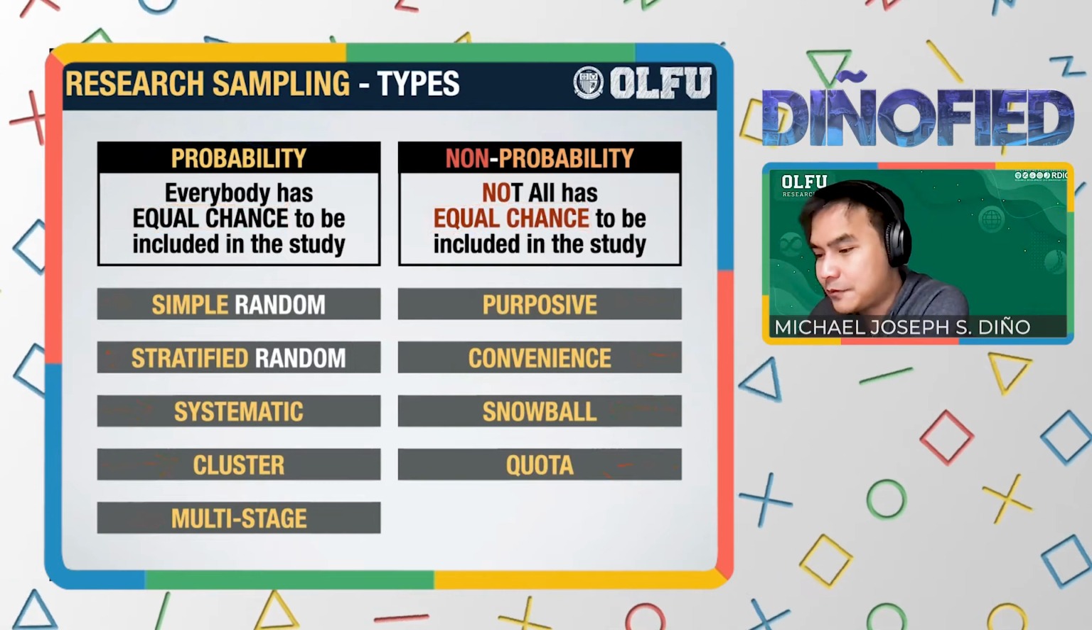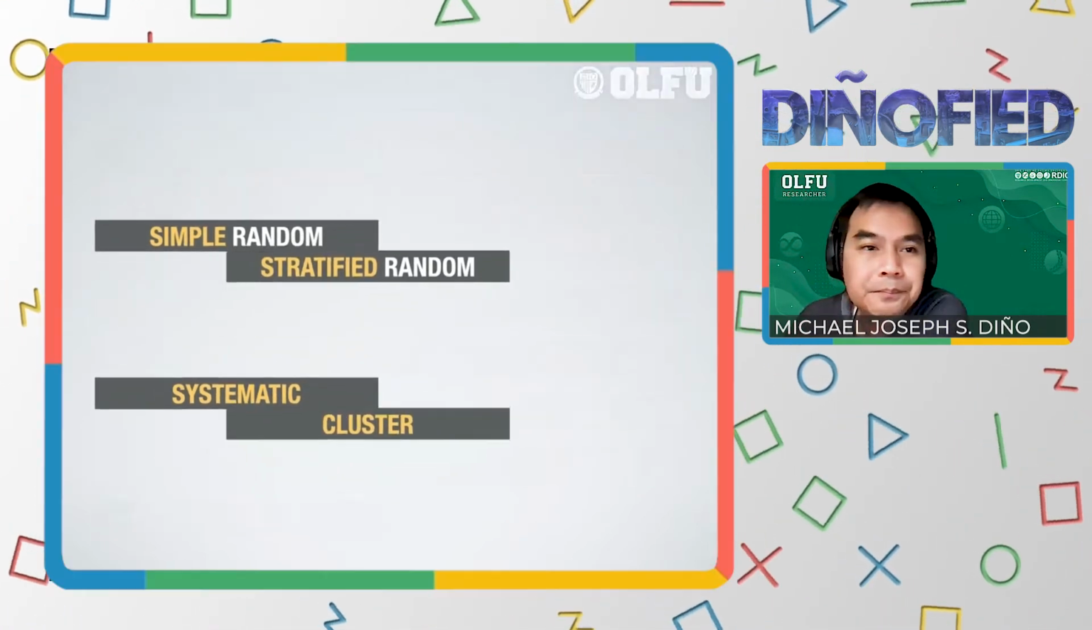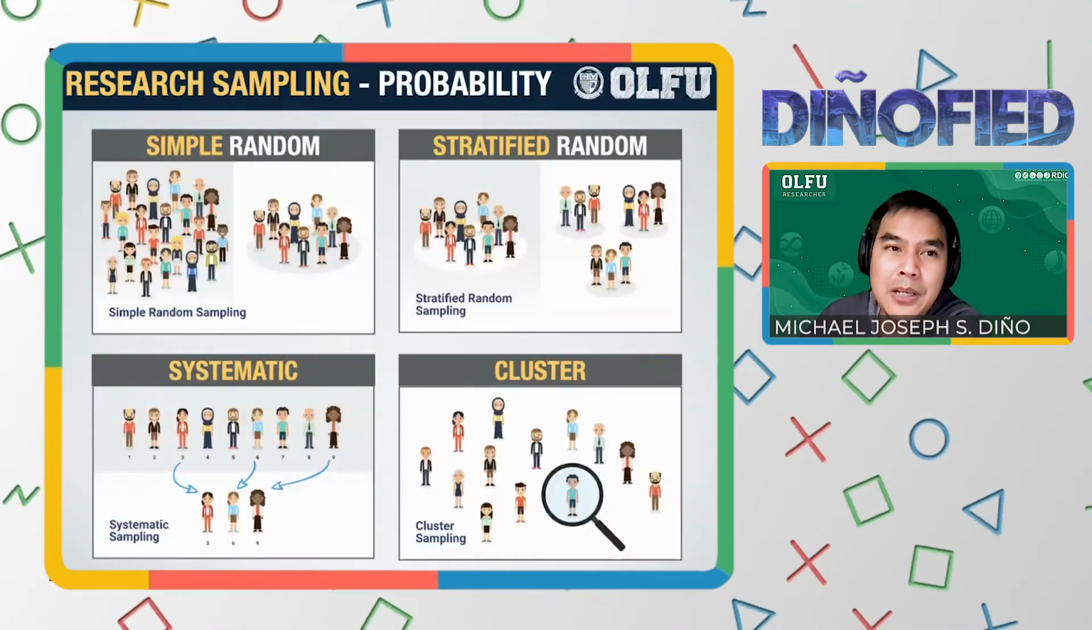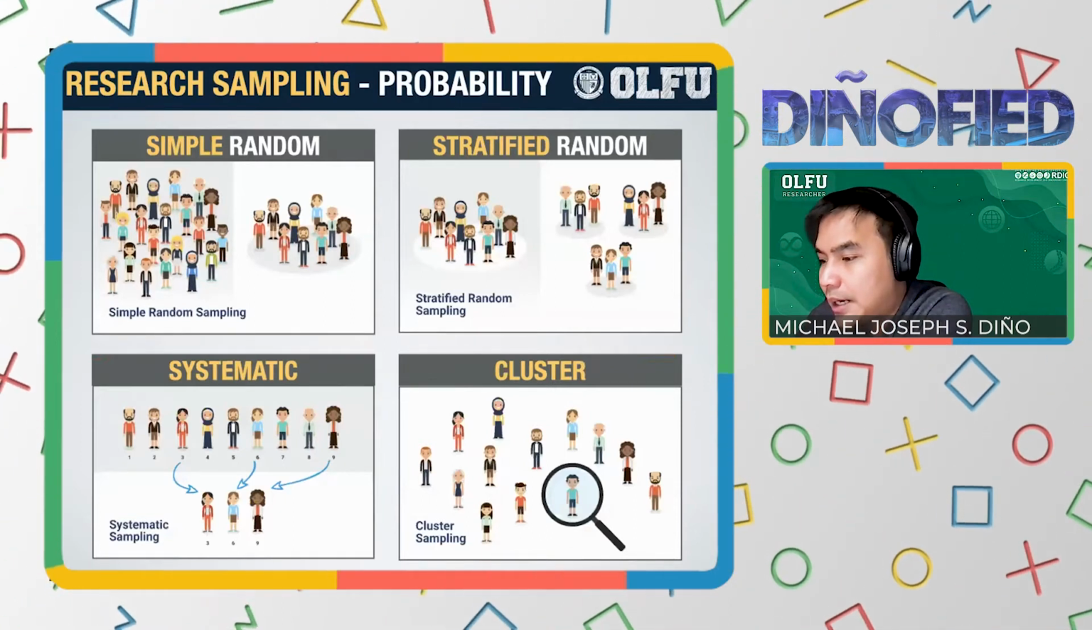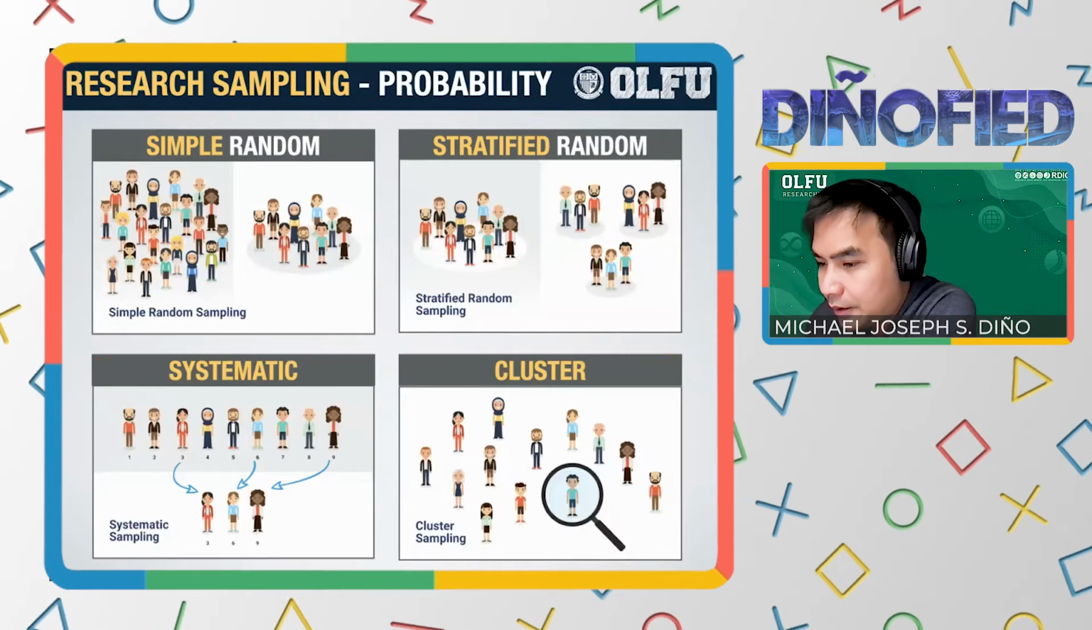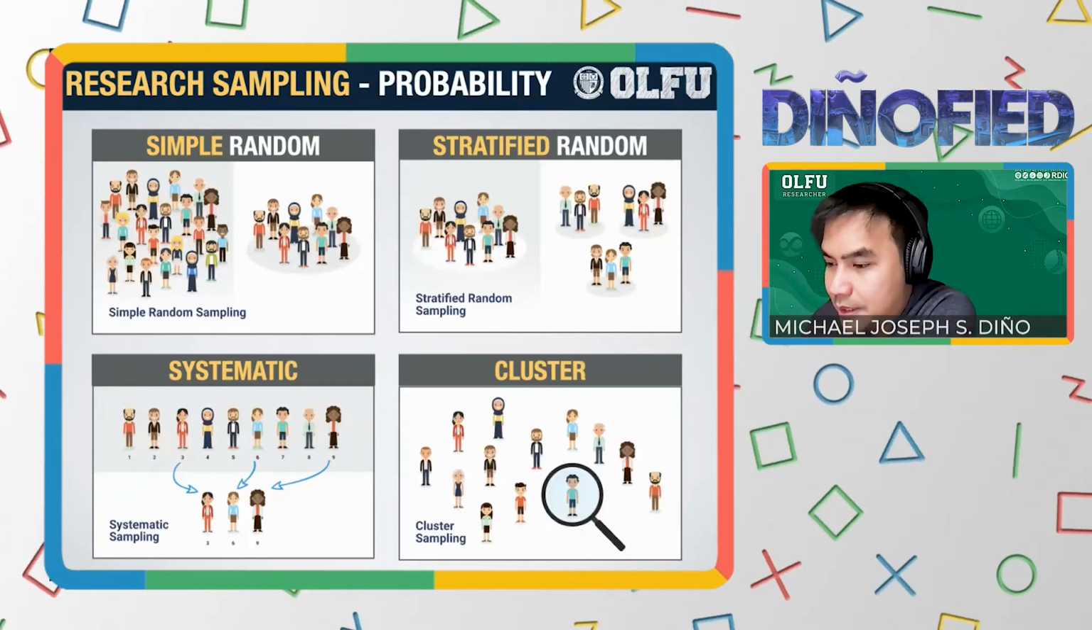So let's focus first on the probability sampling. Under probability sampling, we have 4. So we have what you call the simple random sampling. So first, let's start with what we call simple random sampling.